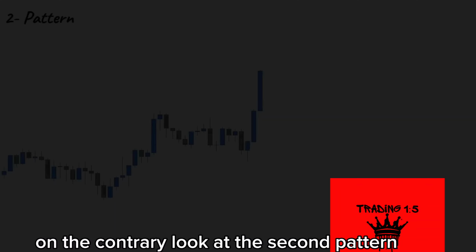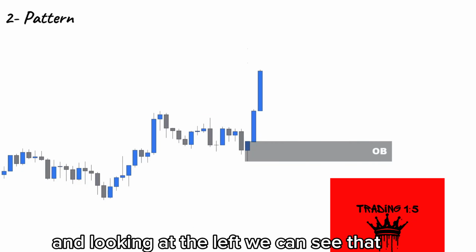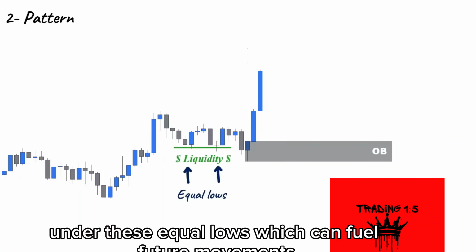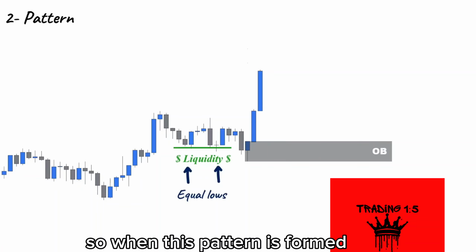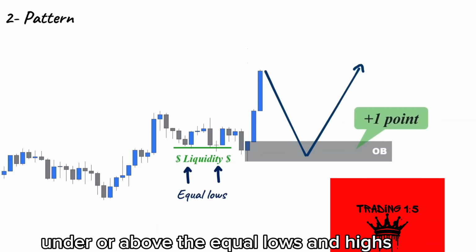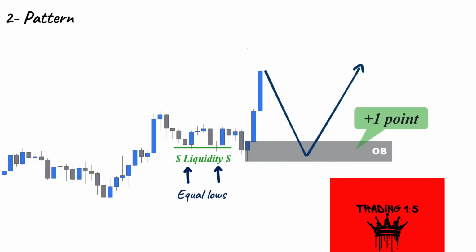On the contrary, look at the second pattern. Here we have a valid order block, and looking at the left, we can see that this move has swept the liquidity under these equal lows, which can fuel future movements. So when this pattern is formed and we have an order block that grabs the liquidity under or above the equal lows and highs, we give it a +1 point for trading.